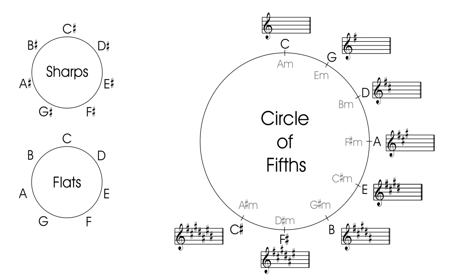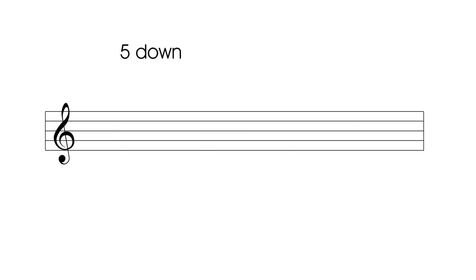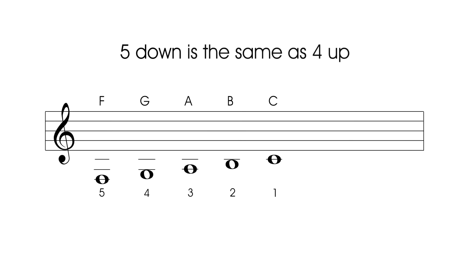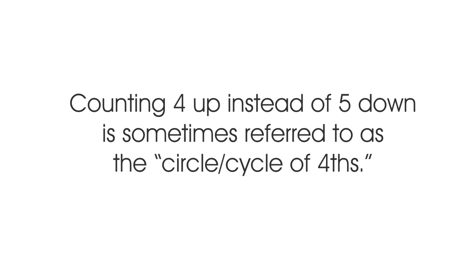Back to the Circle of Fifths chart, we will count backwards or counterclockwise 5 notes from C, so 1 will be F. But it is clear to see that not only would it be more convenient but also faster to go forwards in the musical alphabet and count up from 5 to 8. 5 down is the same as 4 up. This is called the circle or cycle of fourths.